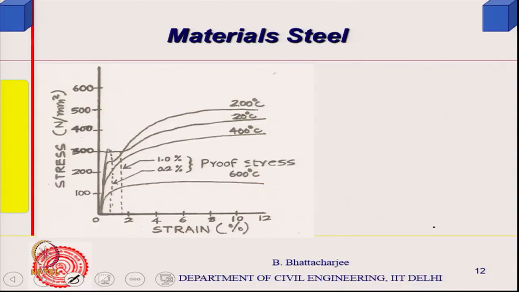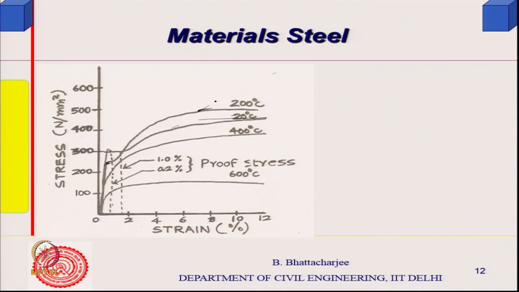So, the stress strain behavior of steel, mild steel for example, people have seen. So, you have something of this kind at 20 degrees centigrade, and at 200 degrees centigrade the yield strength comes down a little bit, but the ultimate strength somewhat increases. In other words, we can say up to 200 degrees centigrade the strength reduction is very minimal.